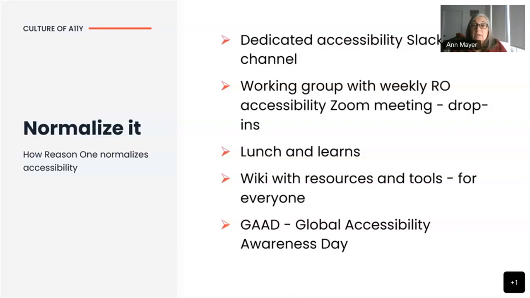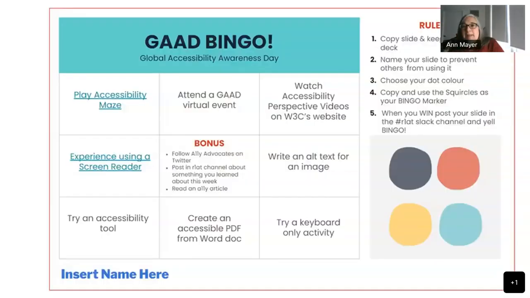We host lunch and learns. We have a wiki that has a ton of resources and tools. The whole company participates in Global Accessibility Awareness Day, which is usually in May. We have activities throughout the day that people can do when it fits their schedule, and everybody participates in fun activities, like our GAD bingo. We switch up the tasks every year, but these are fun, easy, informative activities, from watching theme videos to playing games to practicing things like writing alt text. And it's a great way to keep accessibility at the forefront. And notice none of these require coding. This is stuff that everybody at the organization can do.